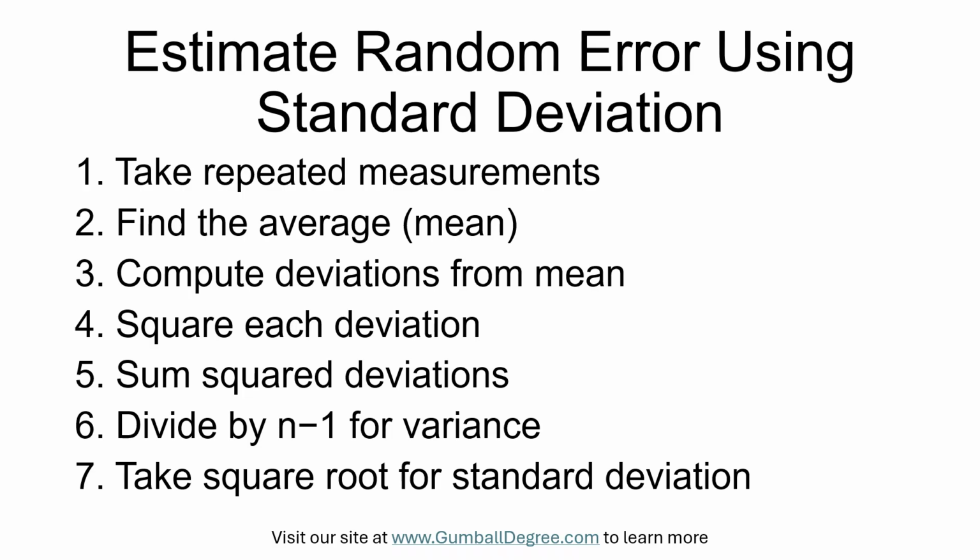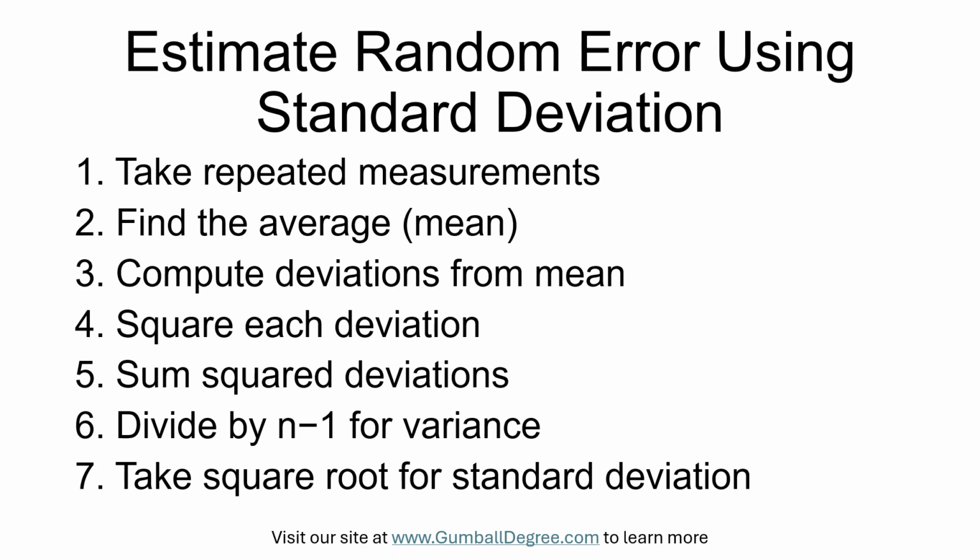First, you find the average by adding all the measurements and dividing by how many you took. Then for each measurement, you see how far it is from that average and square that distance so all numbers are positive. Then you add those squared differences and divide by one less than the number of measurements to get the variance. And the square root of that variance is the standard deviation, which has the same units as the original measurements.